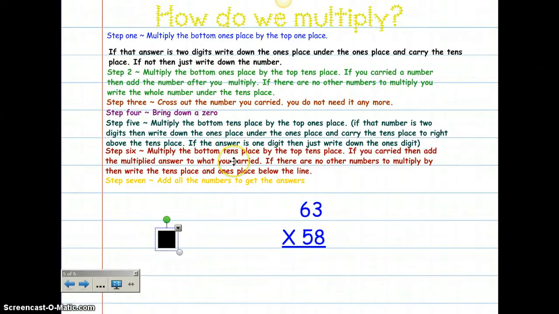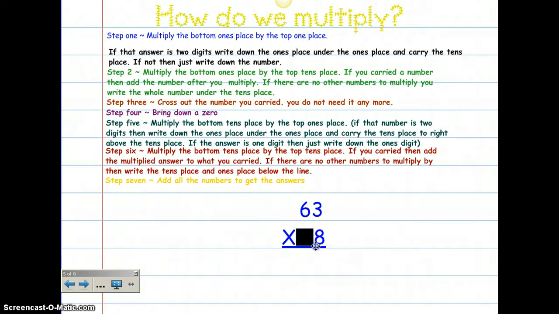Another strategy to help you with multiplying 2-digit by 2-digit numbers is sometimes I cover up the tens place and then I turn it into a temporary 2-digit by 1-digit multiplication problem, which is what we learned how to do in the video before the last one. So here's how this is going to work. I'm going to do still the bottom ones place times the top ones place.